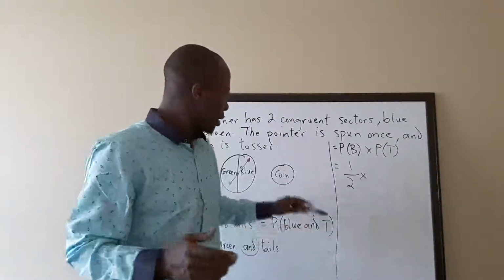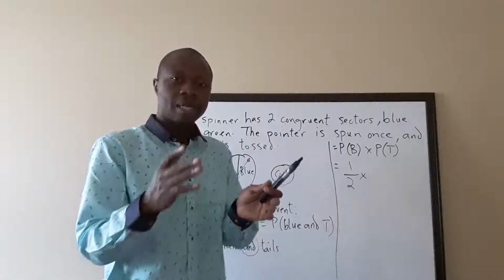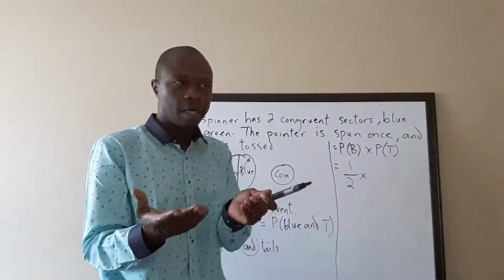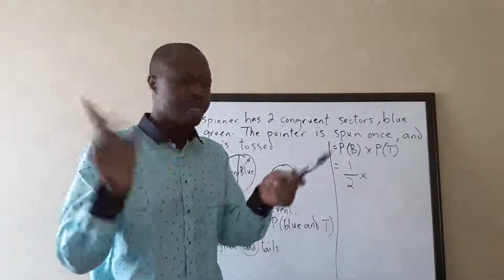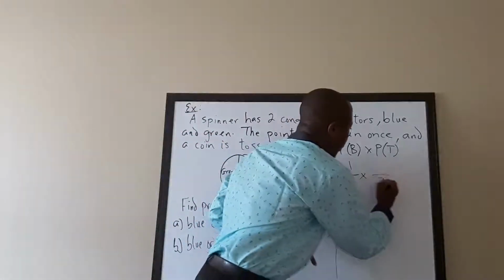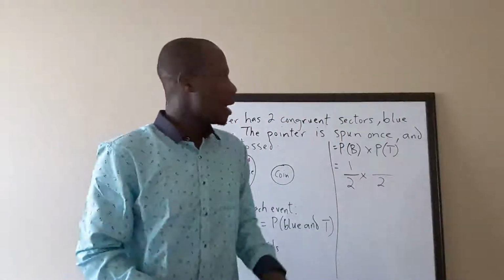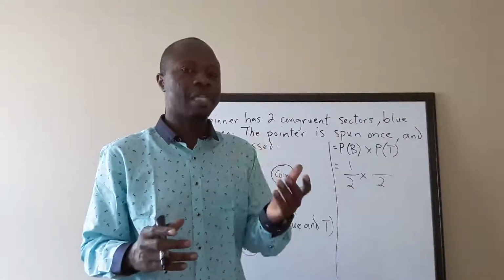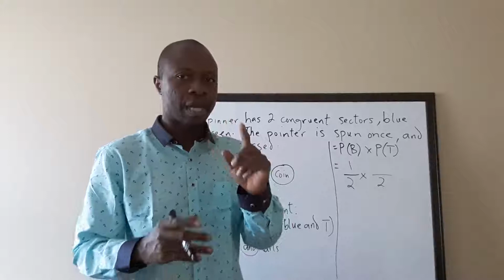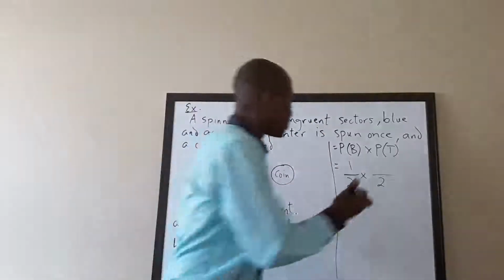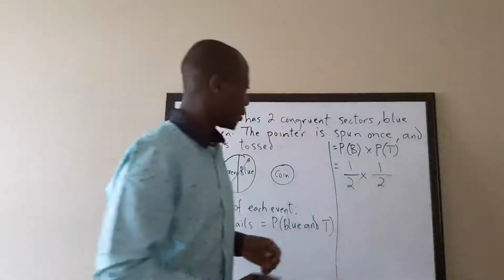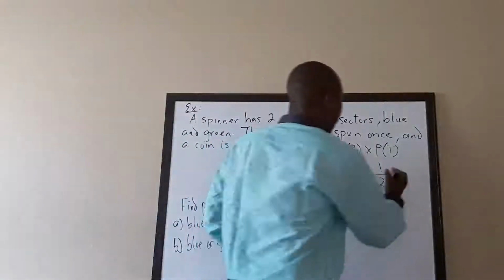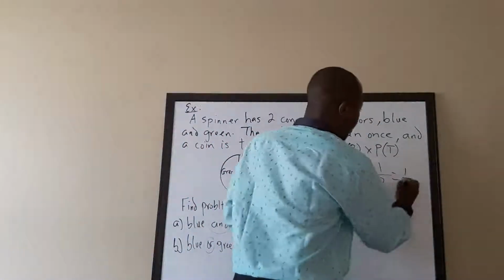Also, a coin has 2 sides, head and tail. So 2 possibilities in total. The possibility always goes on the bottom. And the scenario we're looking at is our chances of getting tail. It's only 1 chance out of a total of 2. So that is 1. 1 times 1 is 1. 2 times 2 is 4.